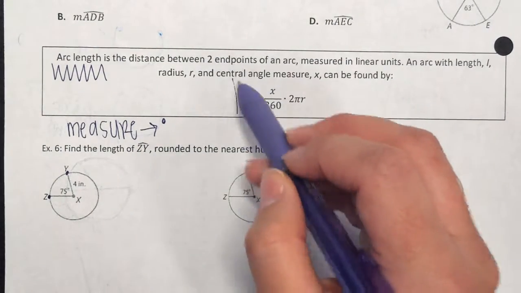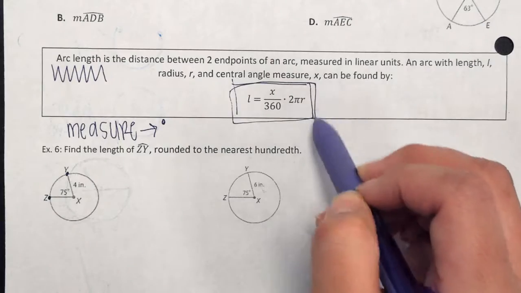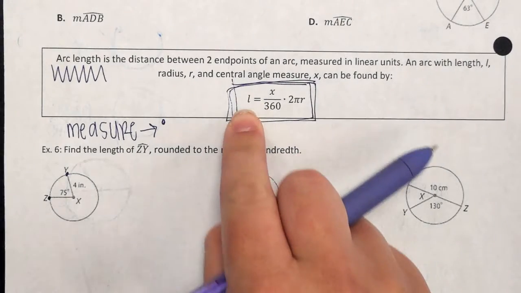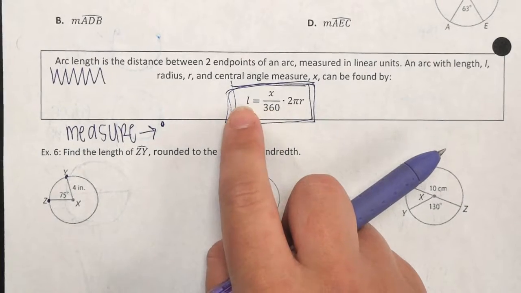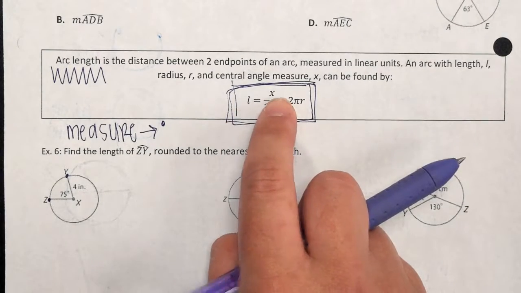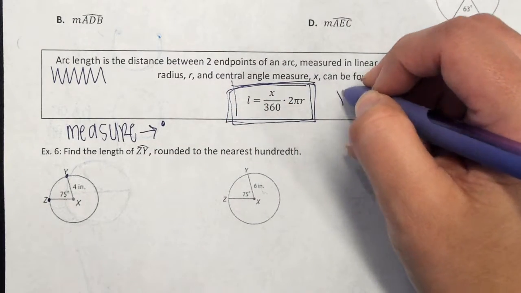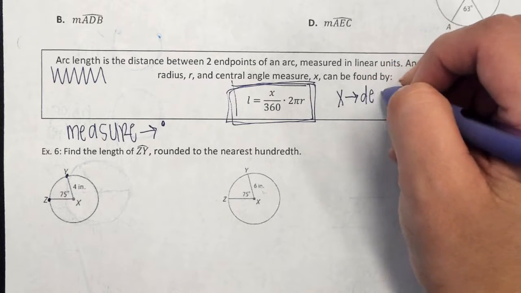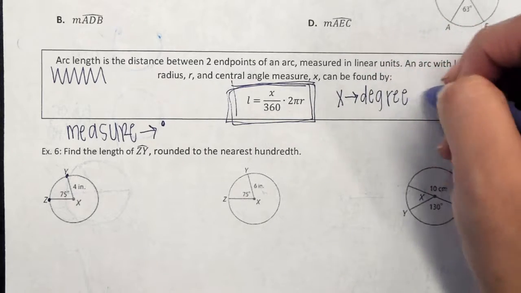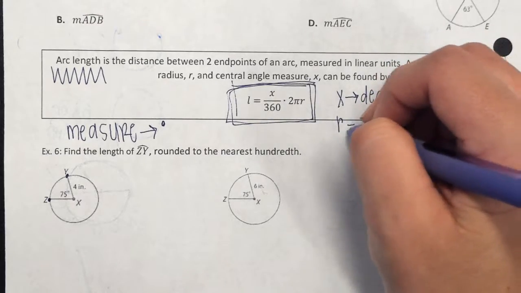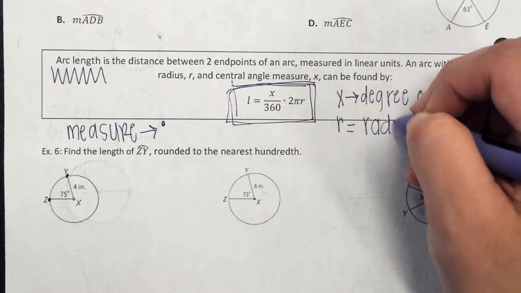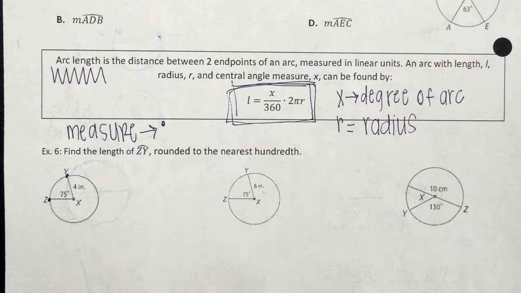This is your formula that you have to use. The L stands for the length. X is the degree of the arc. And R stands for, what do you think? Radius. R stands for the radius.